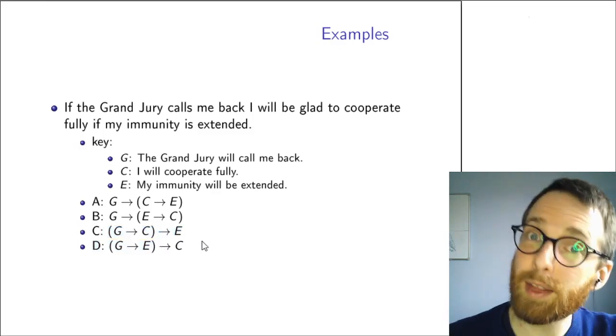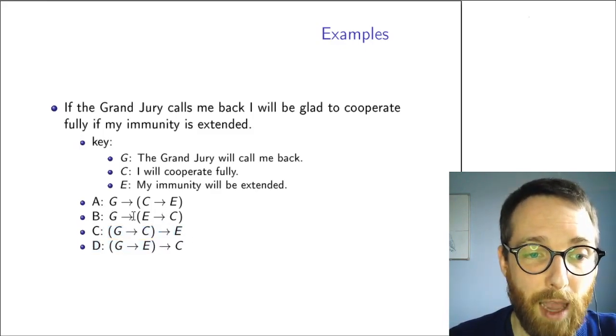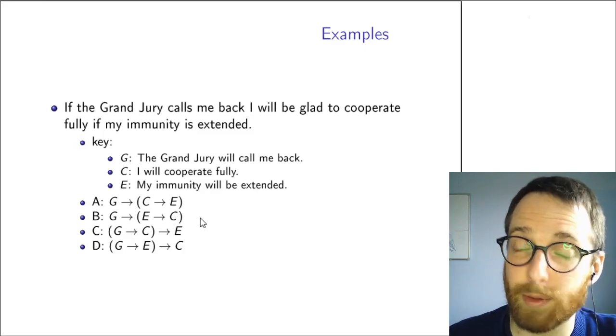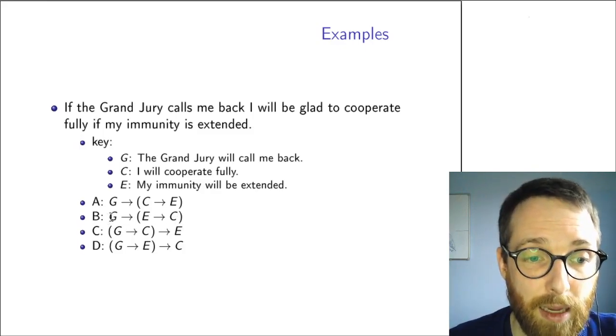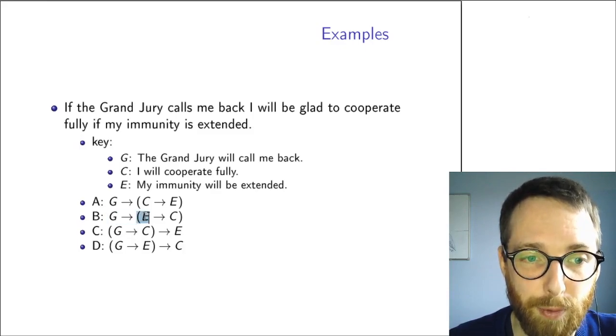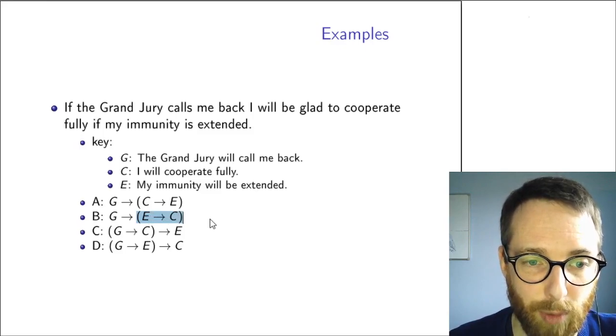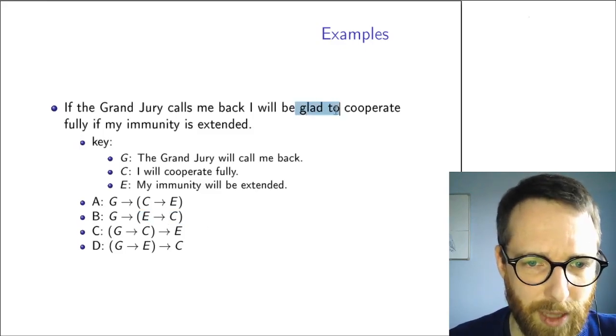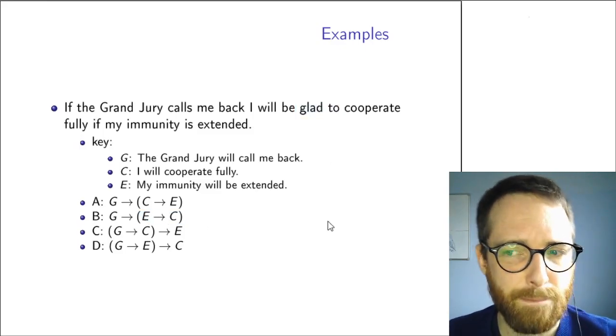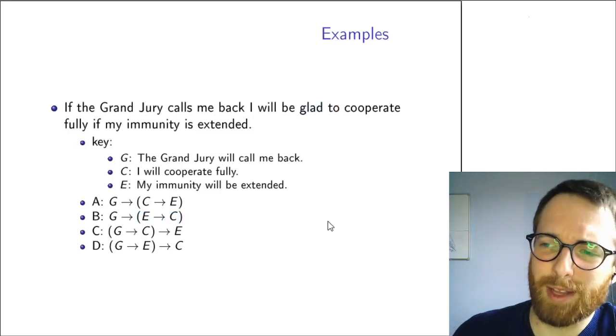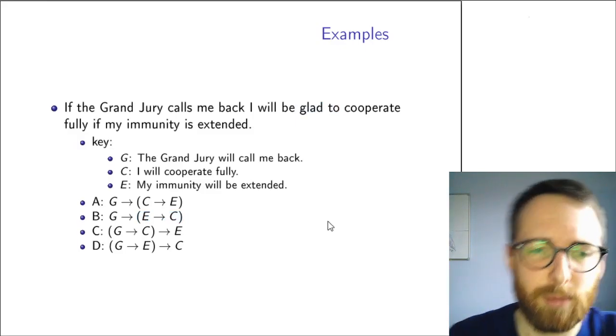Okay, so then the thing we have to figure out is have you put the atomic sentences in the right order? So let's read this through. This says, if the grand jury will call me back, then if my immunity is extended, then I will be glad to cooperate, or then I will cooperate fully. I guess I took glad out here. That's fine. I say that's fine. Oh, that's fine, Roger. That thing you did, no problem.